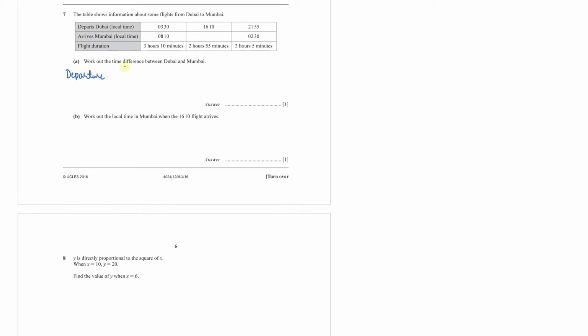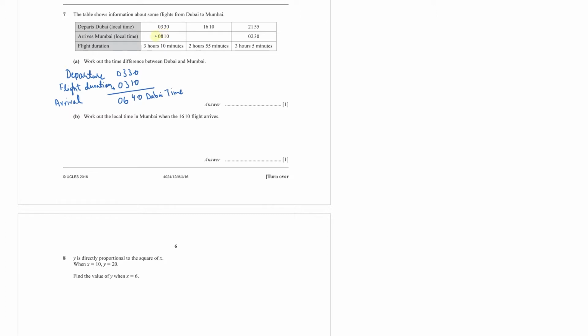So if you have departure at 3:30, and then you have flight duration which is 3 hours and 10 minutes. If you add both of these, you get 0, 3 plus 1, 4, and then 6:40. So this is arrival 6:40 according to Dubai's local time. And then you have arrival according to Mumbai's local time, which is 8:10.